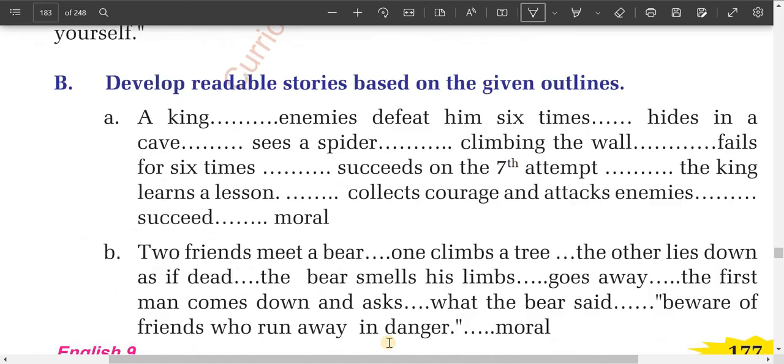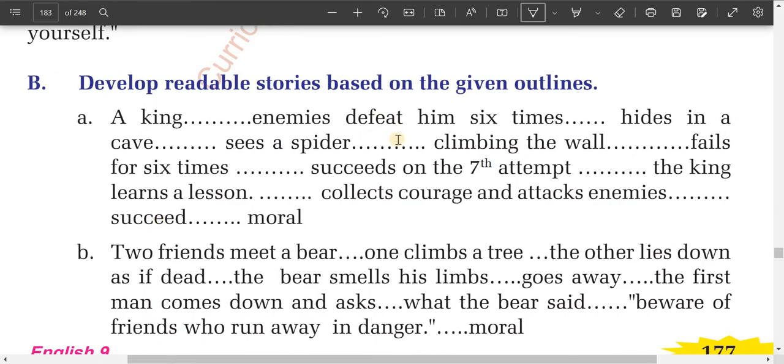Write in this way. Now, dear students, develop readable stories based on the given outlines. Look at the outlines here. Hints are given here for you. A king in image defeated him 6 times, hides in a cave, sees a spider climbing the wall, fails for 6 times. Okay, dear students, we will write a story with the help of these outlines. And we have to change verb 1 and verb 5 into verb 2. And we have to write a moral. We have to write a very good title.